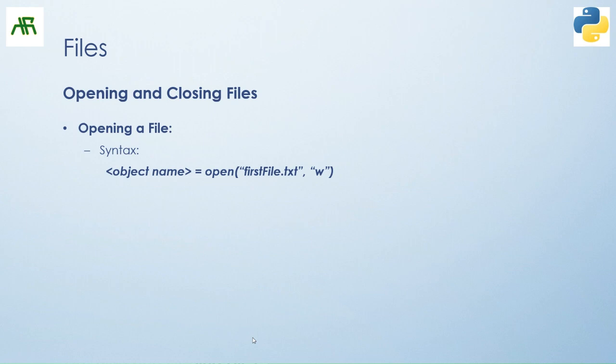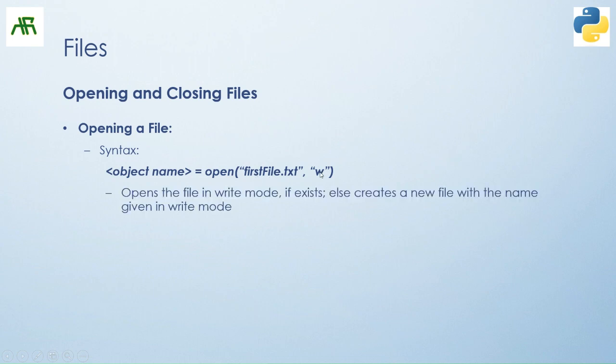For opening a file, the syntax is object name equal to open of the file name in whatever mode we want. This opens the file in write mode if it exists, else creates a new file with the name given in the write mode. So in this case, if it is not there, it's going to create first file.txt.